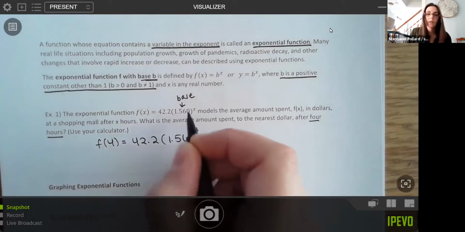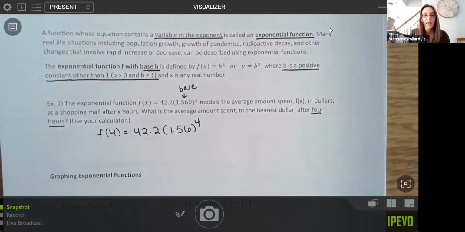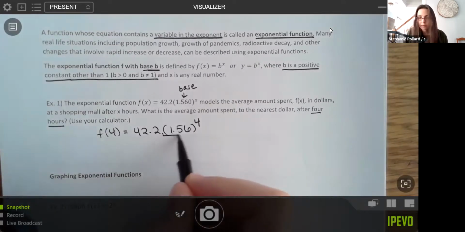I don't really need the 0 on the answer. I'm just going to write it as 1.56. And you do want to keep in mind the order of operations. Now, this is something you're definitely going to use your calculator for. So let me take out my calculator. So I'm going to work with this piece first.